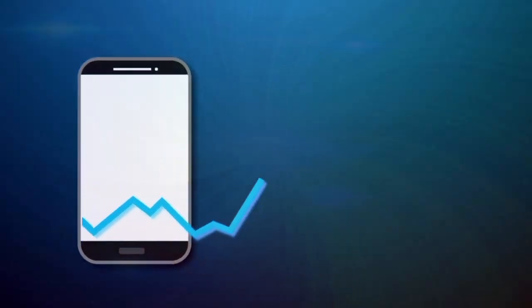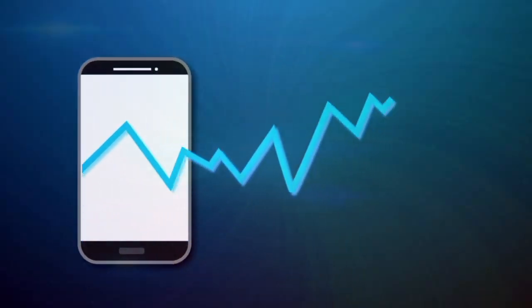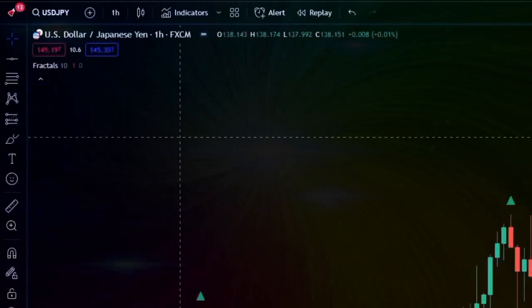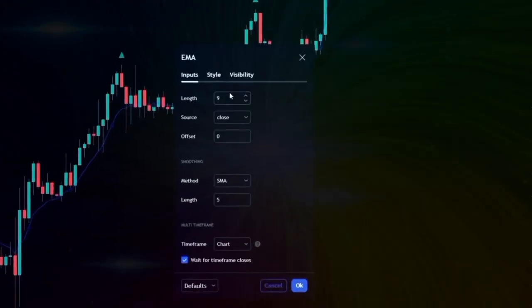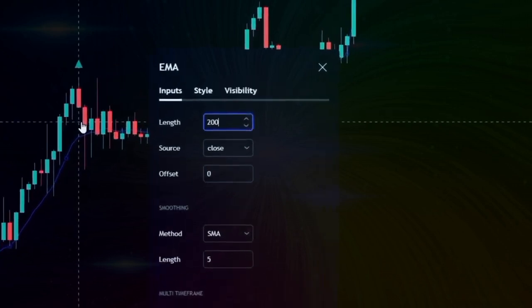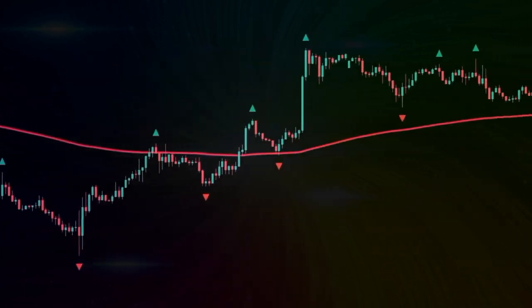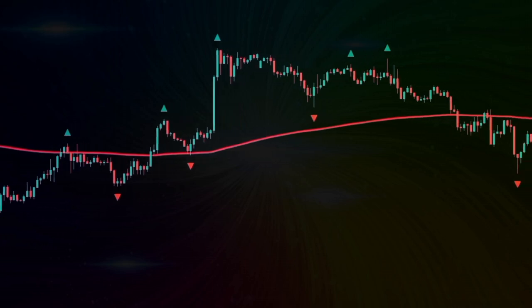We can add even more confluence to do this. Go to your Indicators tab and type in EMA. Go to the settings of the indicator and change the length to 200. A 200 EMA on a larger time frame is going to act as a very strong support and resistance.